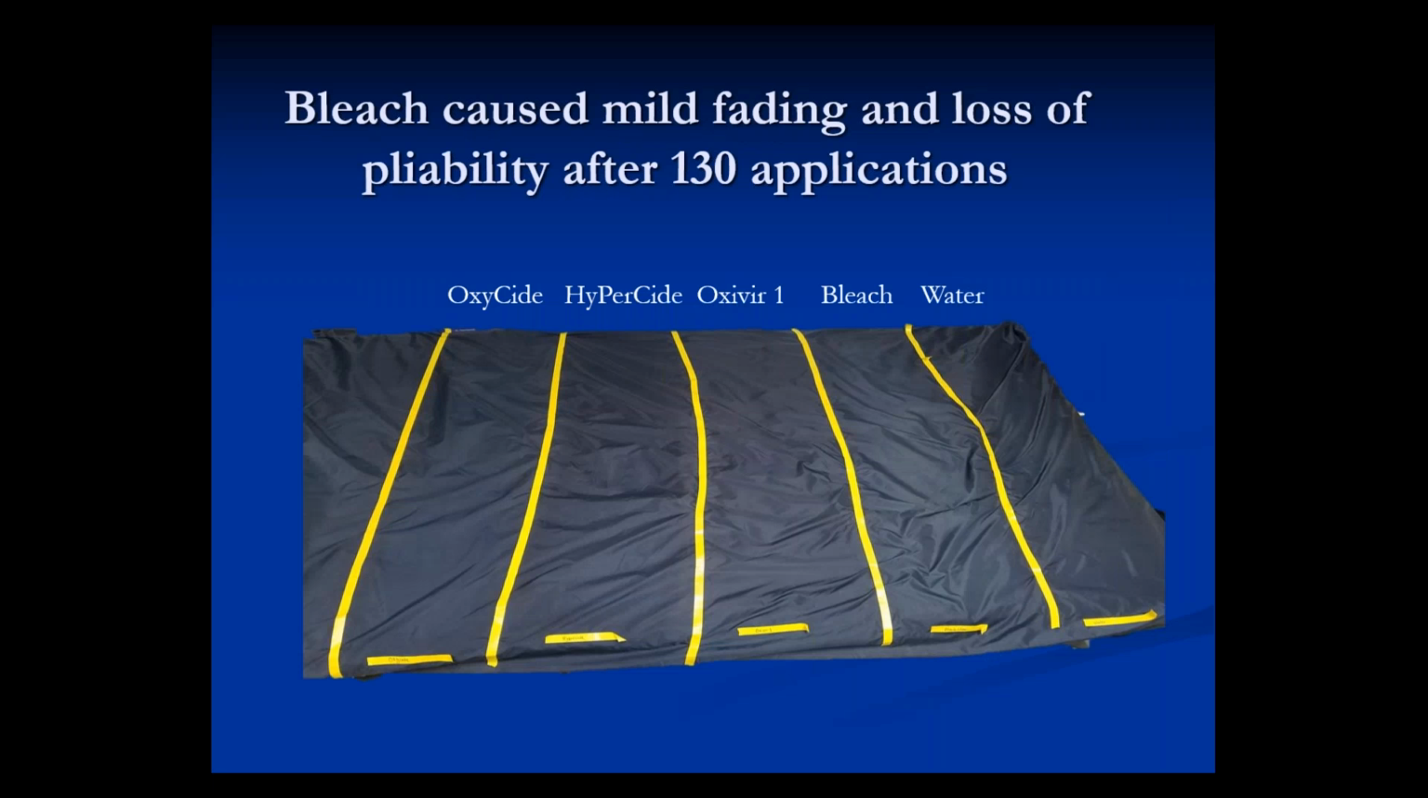And then when we looked at materials compatibility, we found that bleach caused mild fading and loss of pliability of the mattress that we tested after 130 repeated applications of the product. Although it's not well seen here, you see some loss of color and fading of the mattress on the bleach arm. And when you palpated the mattress, it had lost pliability and was becoming a bit rigid. The other disinfectants had no appreciable adverse effect on the mattresses.